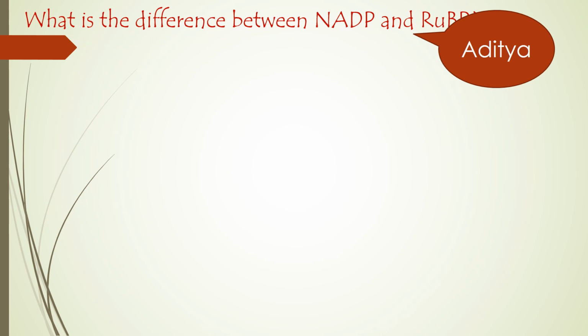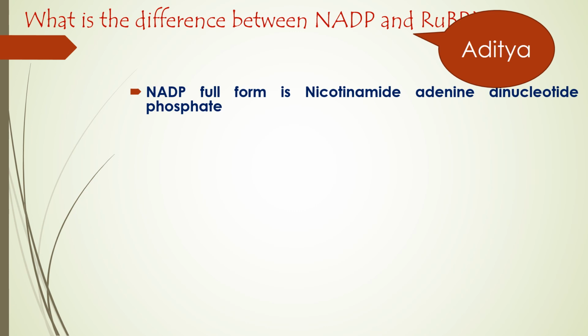So the next one, Aditya's question. You asked, what is the difference between NADP and RuBP? I must say it's a very good question. And you also asked whether NADP is secreted as in the human body the pancreatic juice is secreted. No, never. NADP is created within the plant cell in a pathway. What is the full form of it? NADP, nicotinamide adenine dinucleotide phosphate.